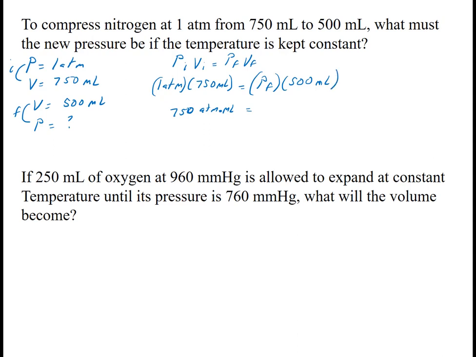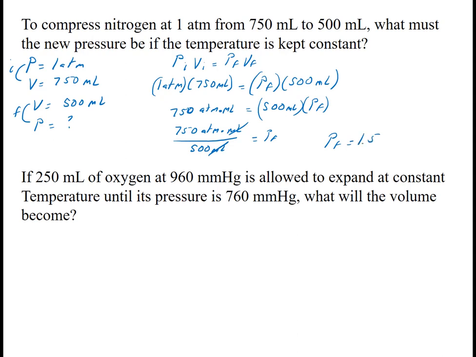And of course this becomes 500 mL PF, just because we typically put the variable last. So I'm going to divide both sides by 500. So 750 atm·mL divided by 500 mL is equal to PF. And the reason I did this is I want you to see that the mLs cancel. And when I divide 750 by 500, I get my final pressure as being 1.5.